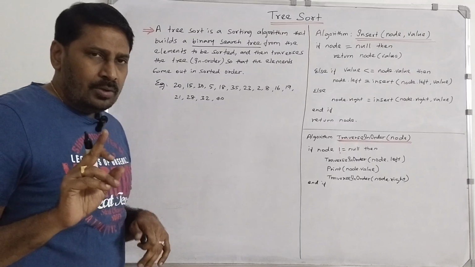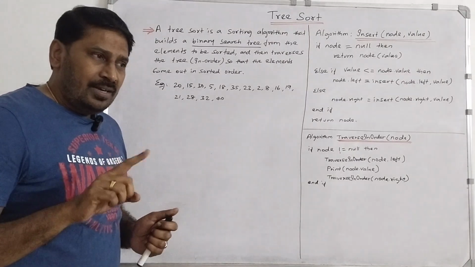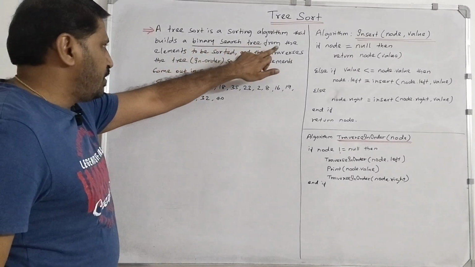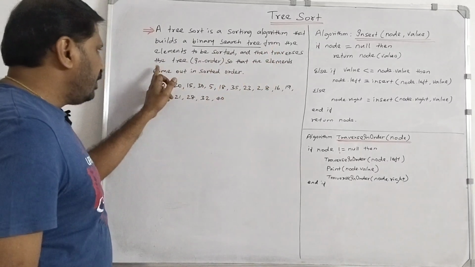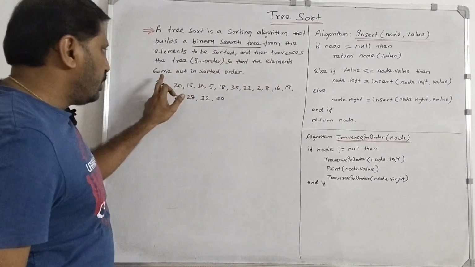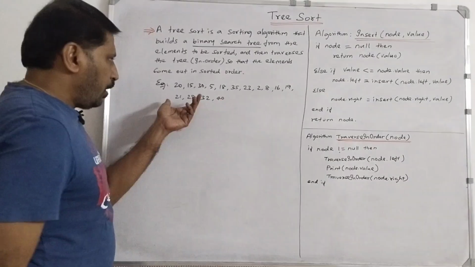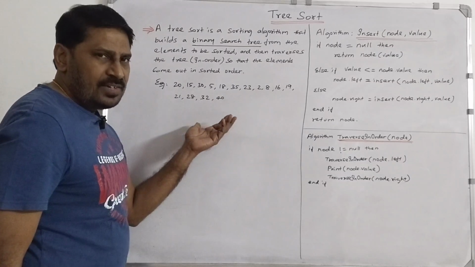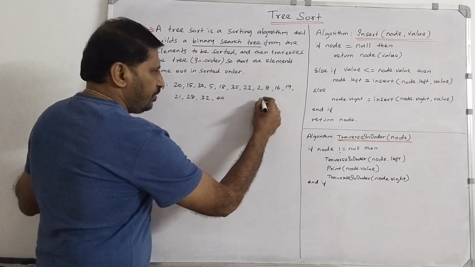I want to tell you one more piece of information. A binary tree is different; a binary search tree is different. We are going to build a binary search tree from the elements to be sorted and then traverse the tree in in-order so that the elements come out in sorted order. We take these numbers one by one and construct a binary search tree, which is nothing but a BST.